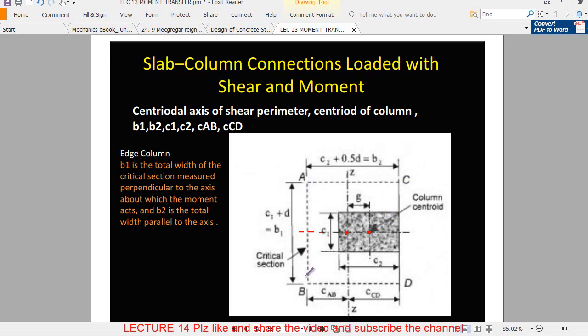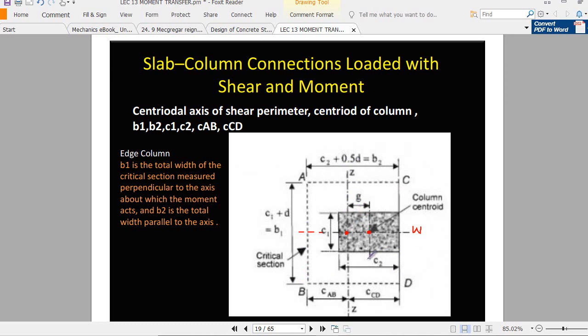This dotted line represents the shear parameter, which is present at a distance of d/2 from all three faces of the column. Okay, d/2 to this side, d/2 to this side, and d/2 to this side. Now this is important: this Z axis, sometimes denoted by W, or sometimes by Z1 and Z2. These axes are called the centroidal axes of the shear parameter, right?